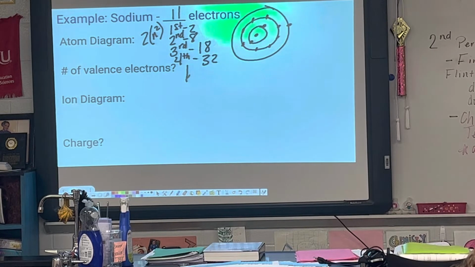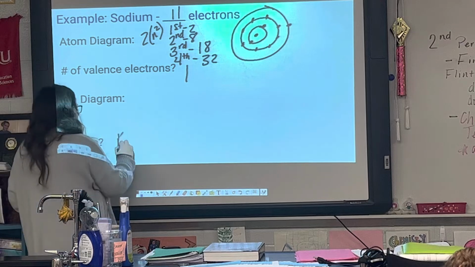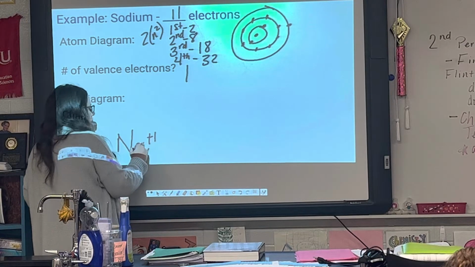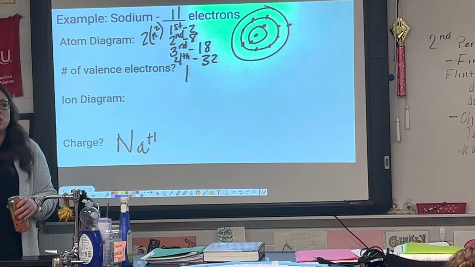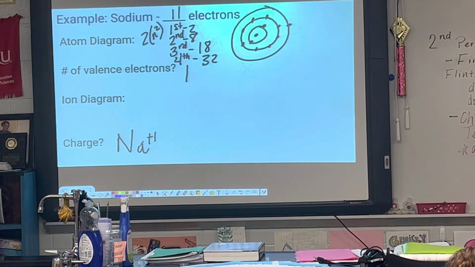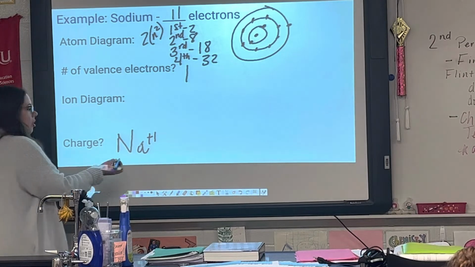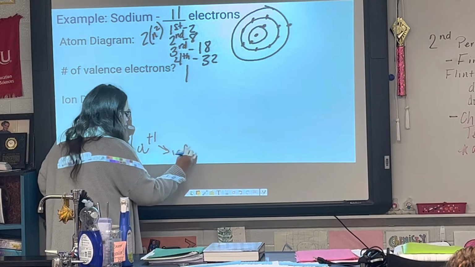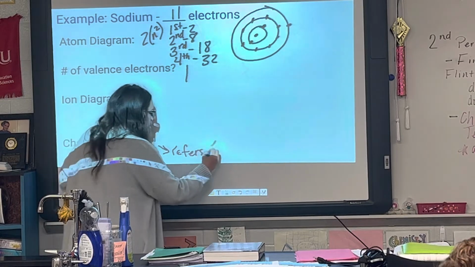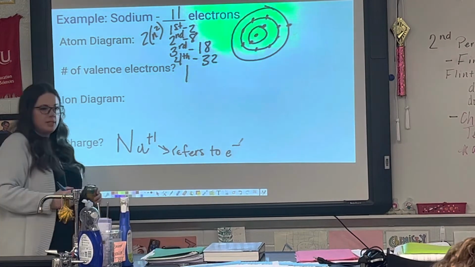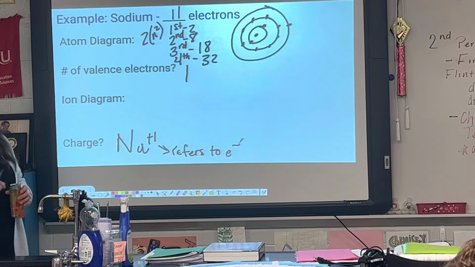Alright, now, sodium's in group 1. What is its charge? Its ion's charge? Plus 1. So sodium down here, I'm going to write is Na plus 1. So what's that mean it's going to do? Is it going to lose an electron or gain one? It loses one. It does the opposite, right? If it's a plus 1, it loses 1. And this always refers to electrons. That's what's changing when we're talking about ions.